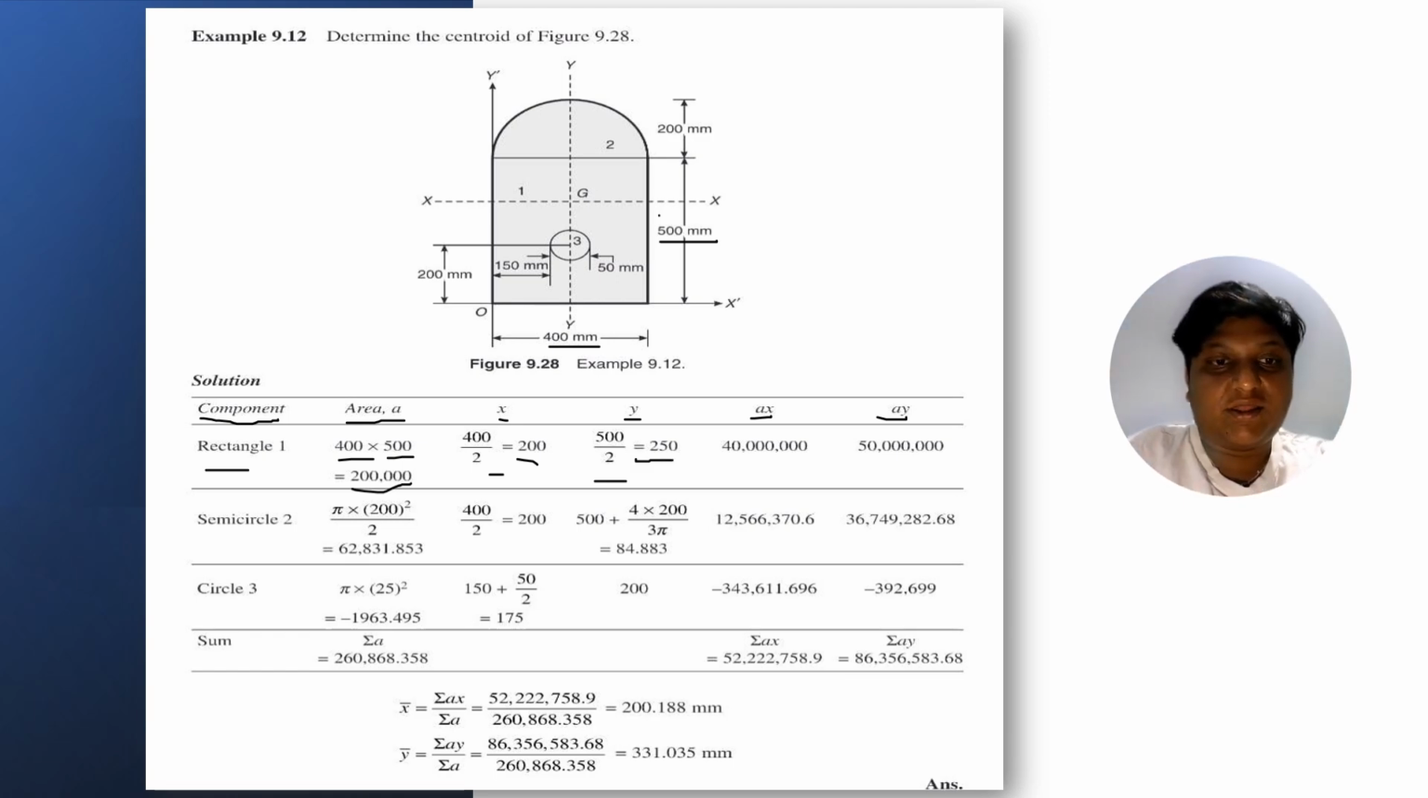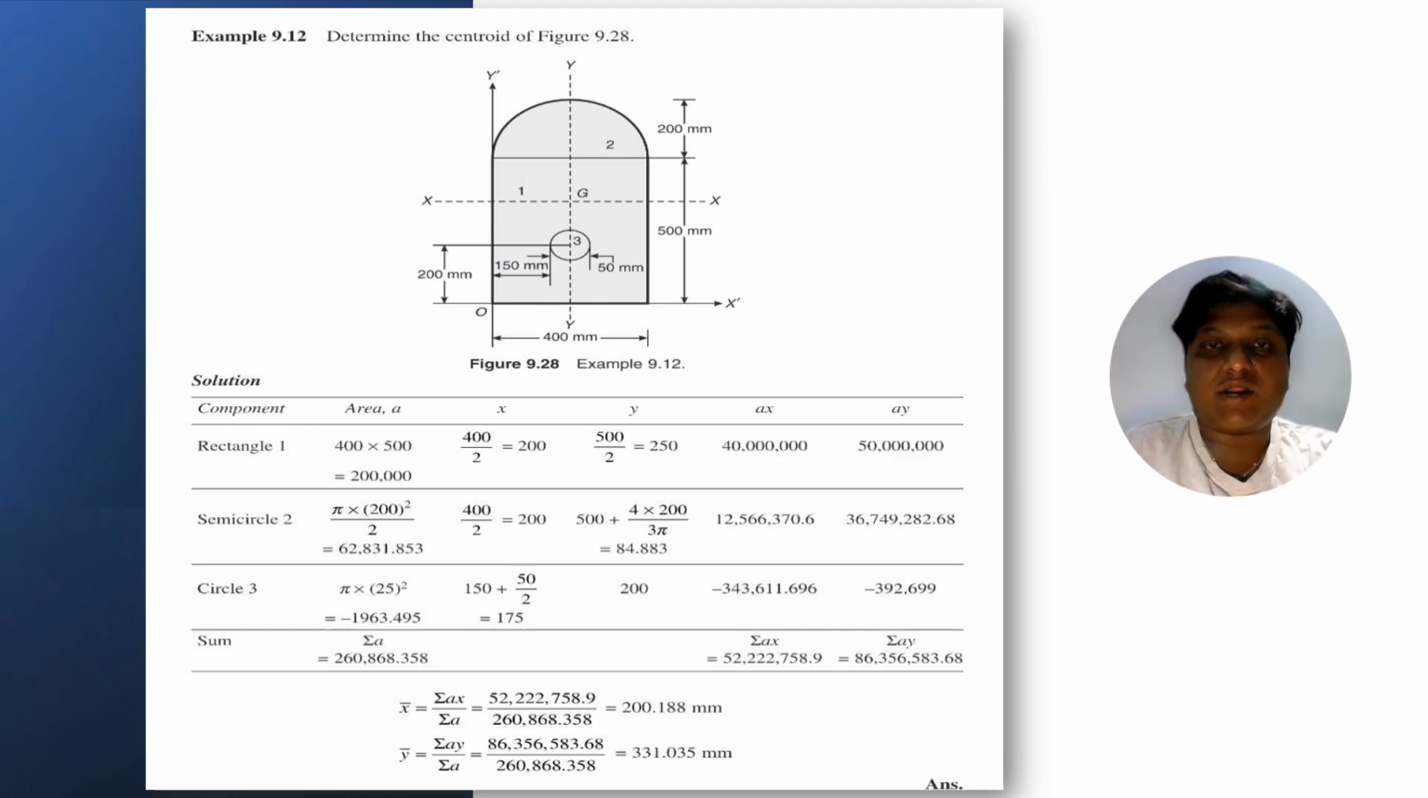After finding the x bar and y bar values, we multiply x bar with area, we get the ax value, and multiply y bar with area, we get the ay value. When we multiply 2 lakh into 200, we get about 40 lakhs or something. Then we multiply the y bar value with the area, so 250 into 2 lakh, we get this value. This is only for the rectangle.